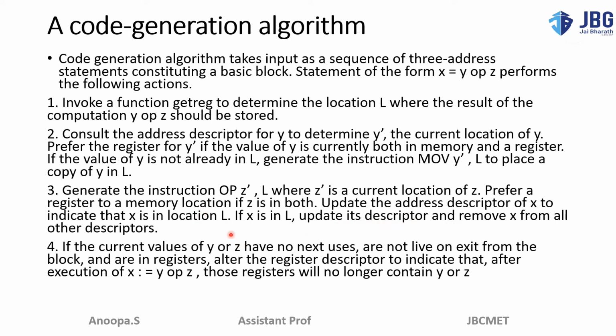Now, if x is in L, update its descriptor and remove x from all other descriptors so that we can use x for other operations. Now, if the current value of y or z has no next use, is not live on exit from the block, and is in a register, alter the register descriptor to indicate that after execution of x equal to y op z, this register will no longer contain y or z, so that it can be reused in further instructions.